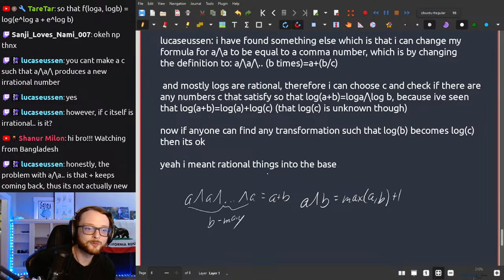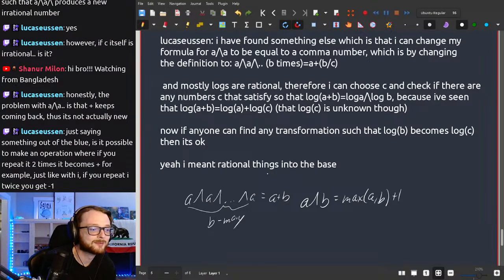Yeah, I'm sorry, Lucas. I don't know what to say about this. I don't know how you begin trying to figure this out right now. It's possible to make an operation where if you repeat it 2 times, it becomes plus. Oh, trying to make like a half addition.